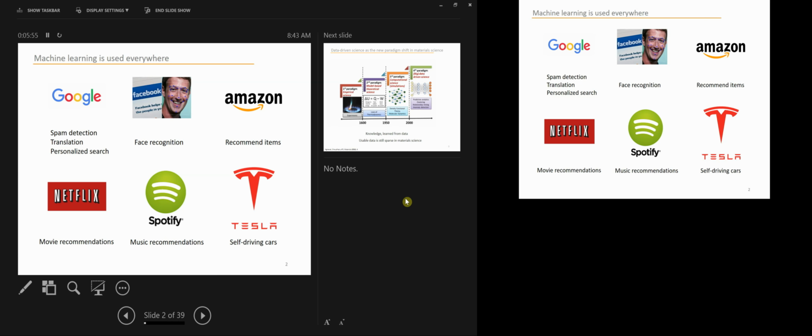Alternatively, Facebook uses machine learning for face recognition. Amazon, Netflix, or Spotify all use machine learning to recommend items, movies, and music. And more recently, Tesla has developed AI chips for its self-driving cars.